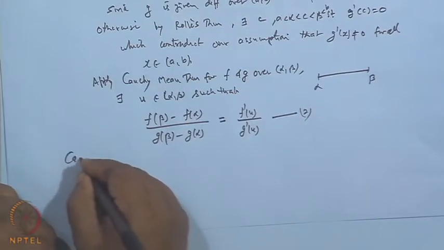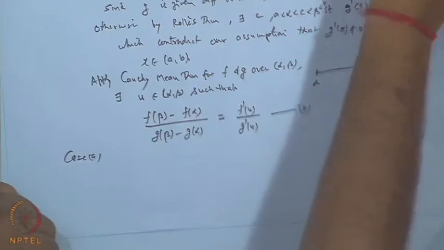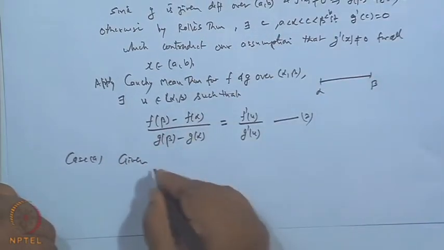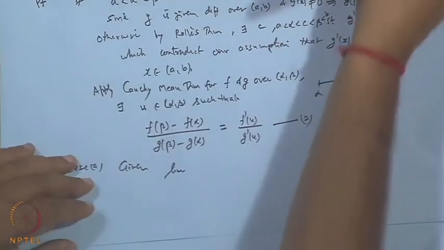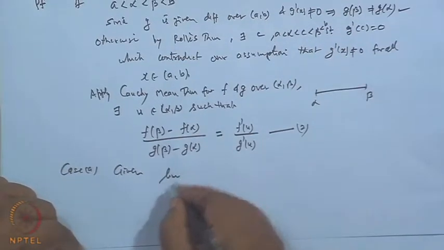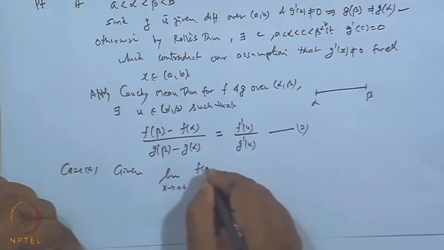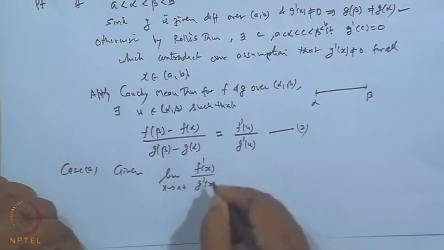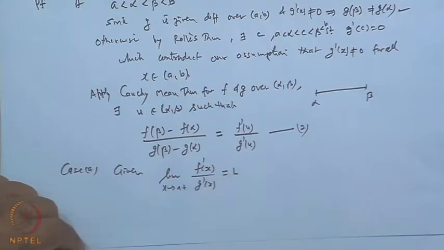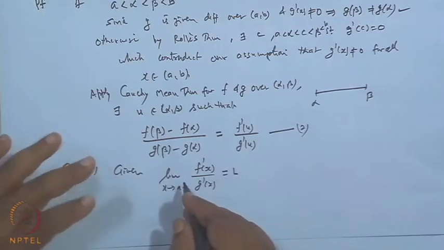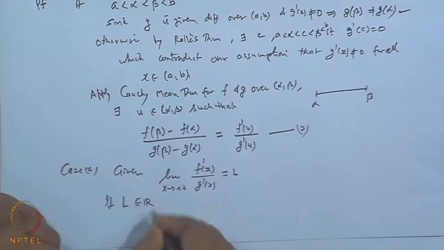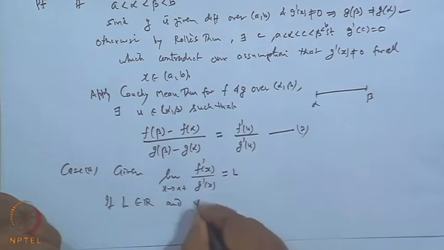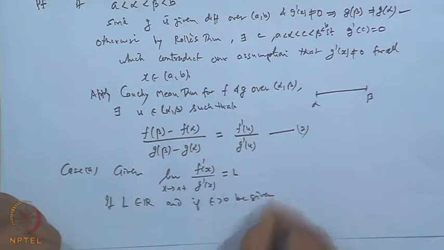say A. What is A? It is given that the limit of f prime over g prime when x tends to A from the right hand side is L. This is given. So, given the limit as x tends to A plus of f prime over g prime, the derivatives, is L. Okay. So, if L is known, which is in R, and let epsilon greater than 0 be given as some positive number.